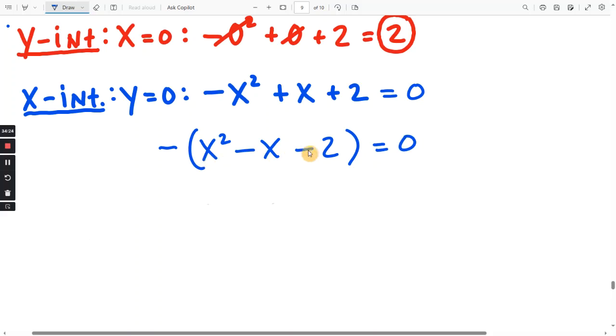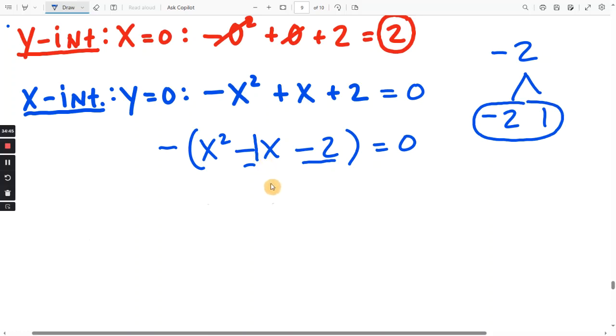And now we can factor this. The coefficient here is negative 1. So we want two numbers that multiply to negative 2 and add to negative 1. All right, if we write out the factors for negative 2, we have negative 2 times positive 1. And these right here, those add to negative 1. All right, so we have the negative sign, and we're going to factor this mess in parentheses. We're going to make it 2 binomials equals 0. All right, we're going to use -2 and 1.